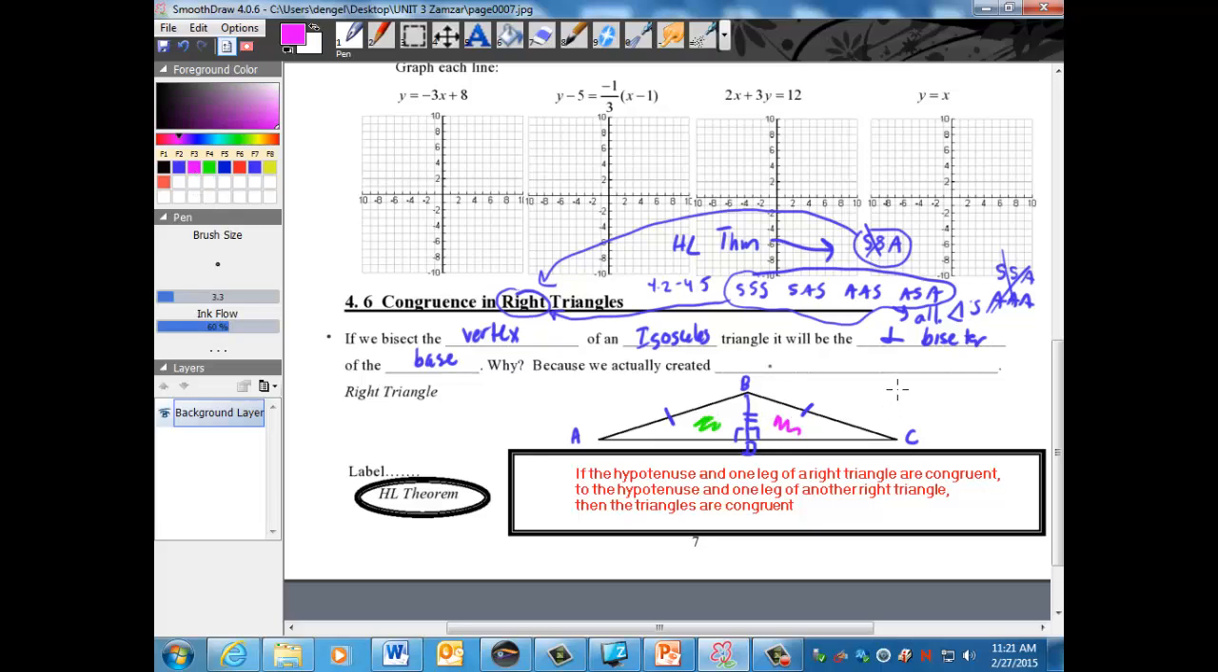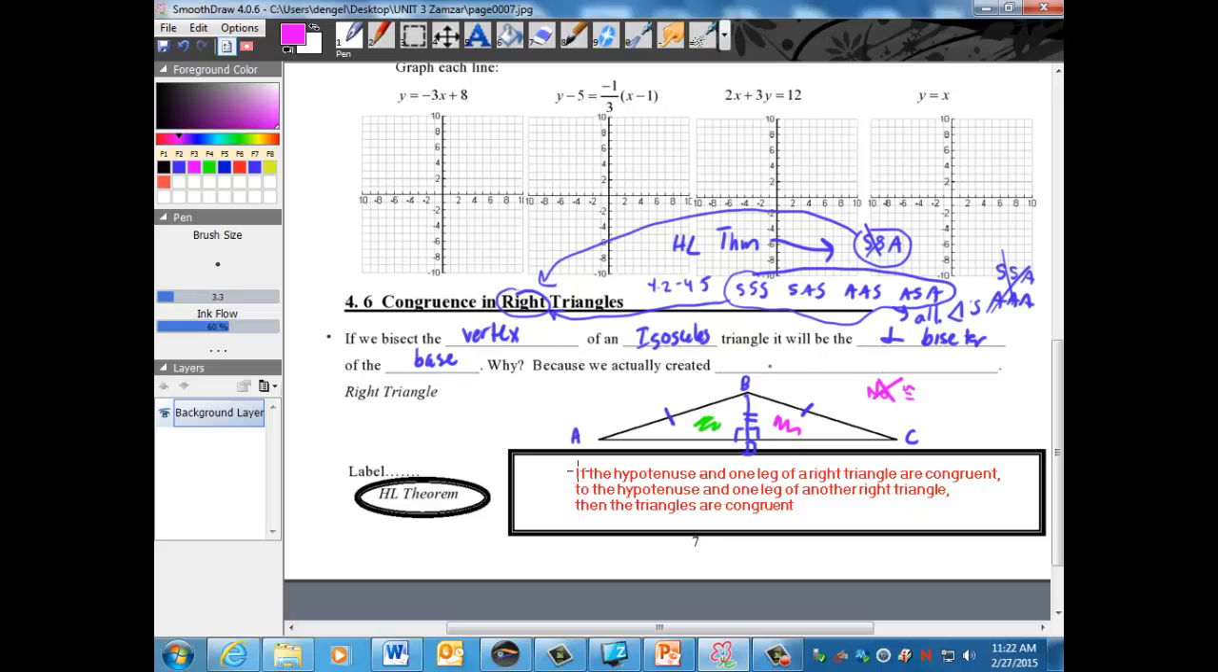And so from the old ways of doing it in previous chapters, we would see that what is formed here is side, side, angle. And in the past, we would say, no, these triangles aren't congruent. Well, this is now incorrect, okay? And it's incorrect because we have a new theorem that says HL theorem. And it says if the hypotenuse and one leg of a right triangle are congruent to the hypotenuse and one leg of another right triangle, then the two triangles are congruent.